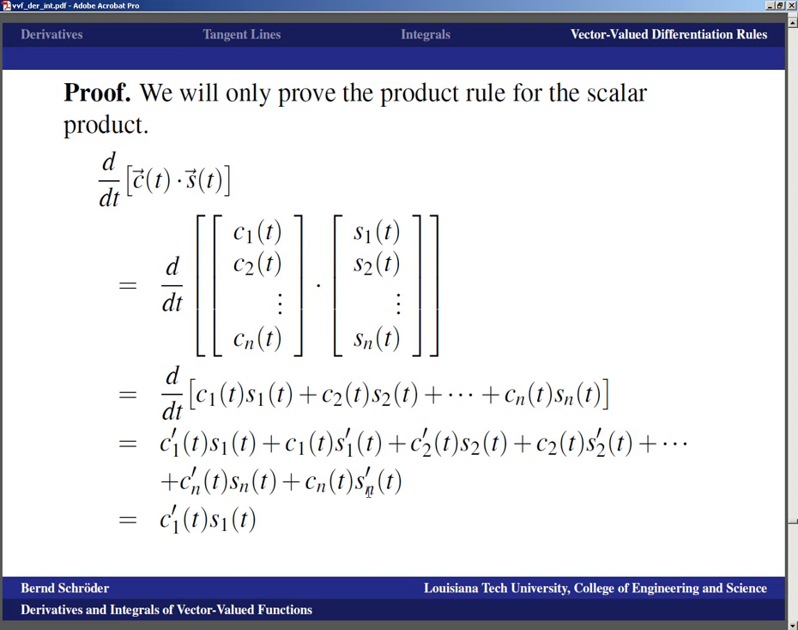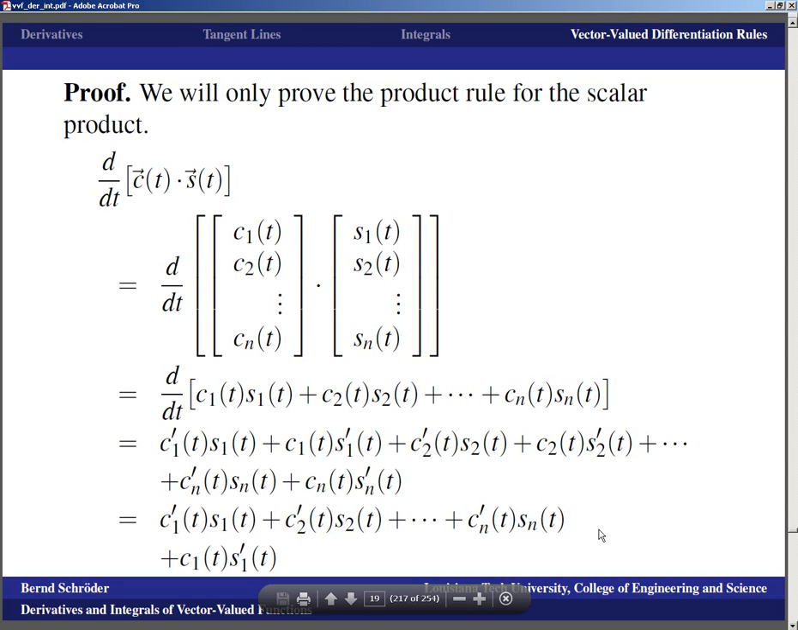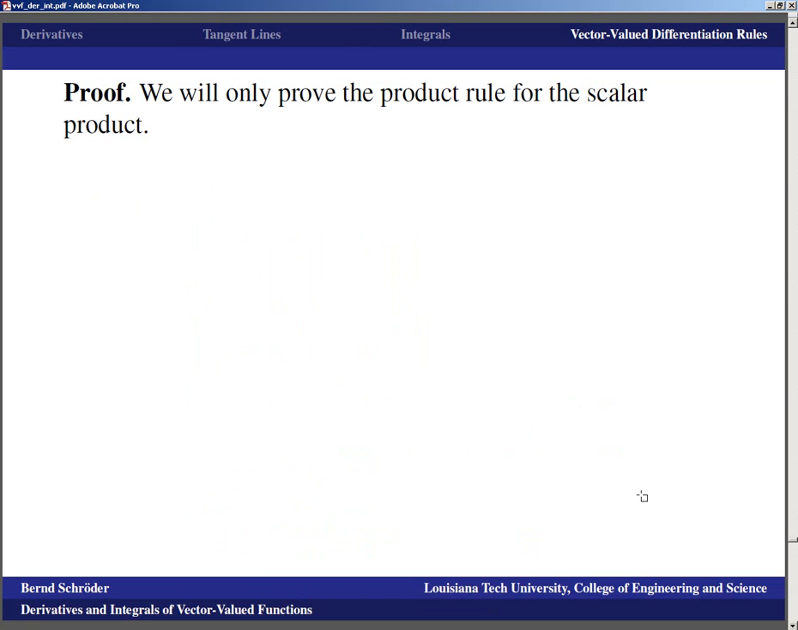And now we can resort that. So that's c1' s1 plus c2' s2 plus all the way through cn' sn, plus c1 s1' plus c2 s2' plus all the way through cn sn'. And that is now something we can puzzle apart again.